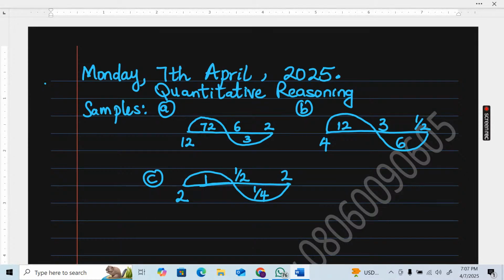So right on my screen, we have 3 samples. We have sample A, B, and C. I want you to take out 1 minute, that's 60 seconds, to think about how we can figure out all the numbers. Go ahead and begin to think. Figure it out.